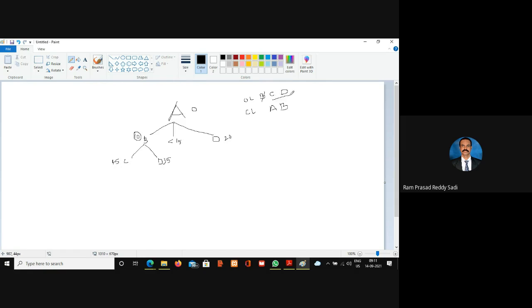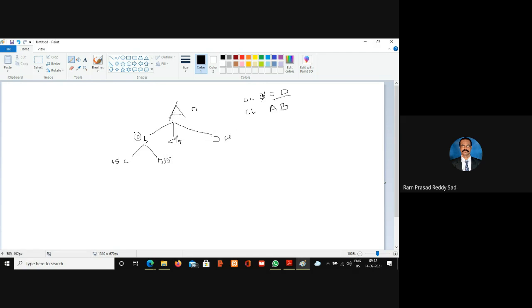But now see, this C and D are already present in this. But the values of these are changed. So according to this, what is the least heuristic value? This C is with respect to 15. This D is with respect to 20.